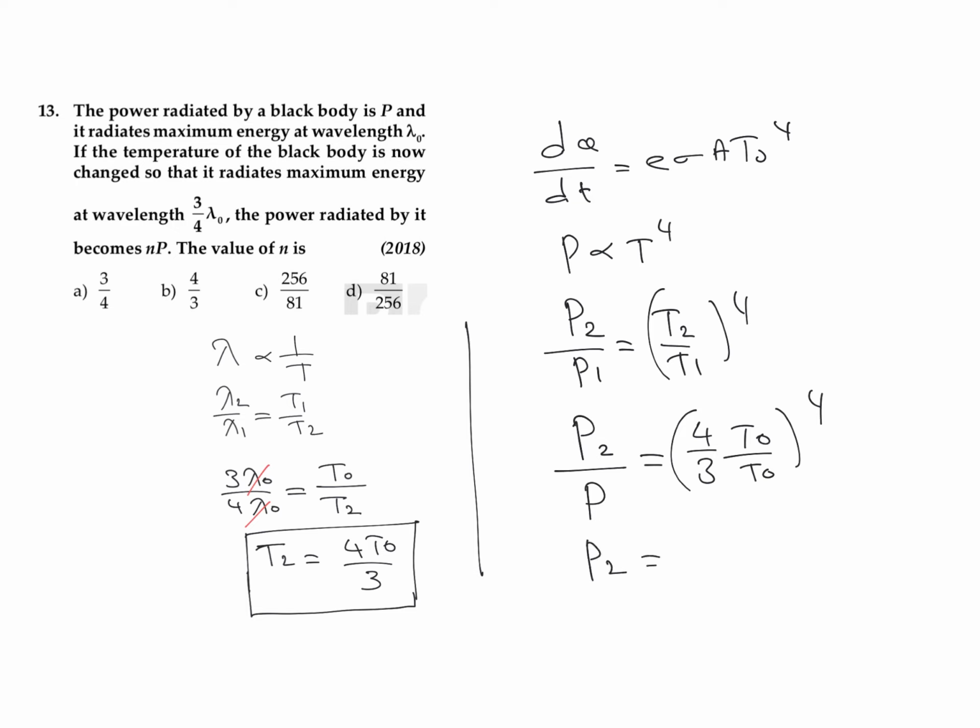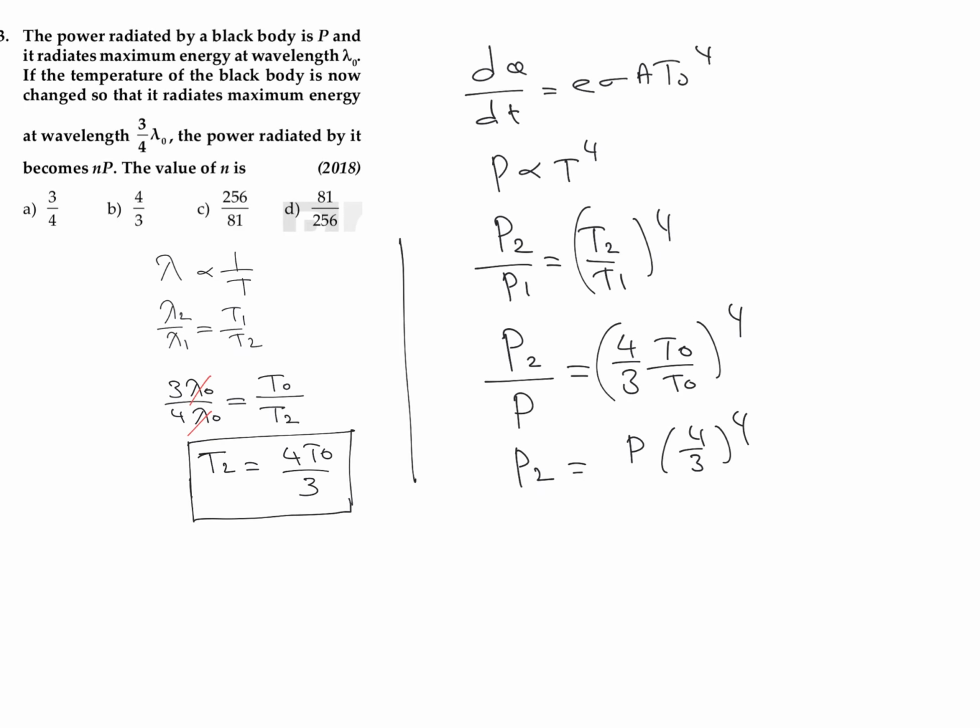So we can write the value of P2 is equal to P into 4 by 3 raised to 4. So P2 is equal to P into 4 raised to 4, which is 256, and 3 raised to 4, which is 81. So the value of N will be equal to 256 divided by 81.